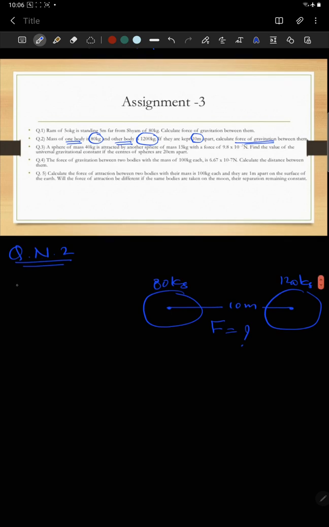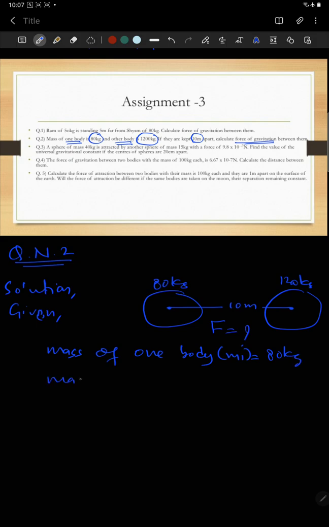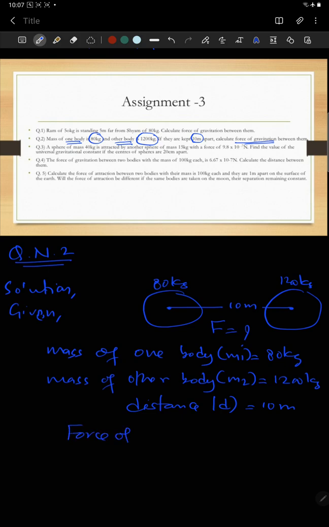Now let us write solution and given. So write mass of one body, m1 equals to 80 kg, and mass of other body, m2 equals to 1200 kg, and distance between them is 10 meter, and asked here is force of gravitation. Force of gravitation F equals to what?